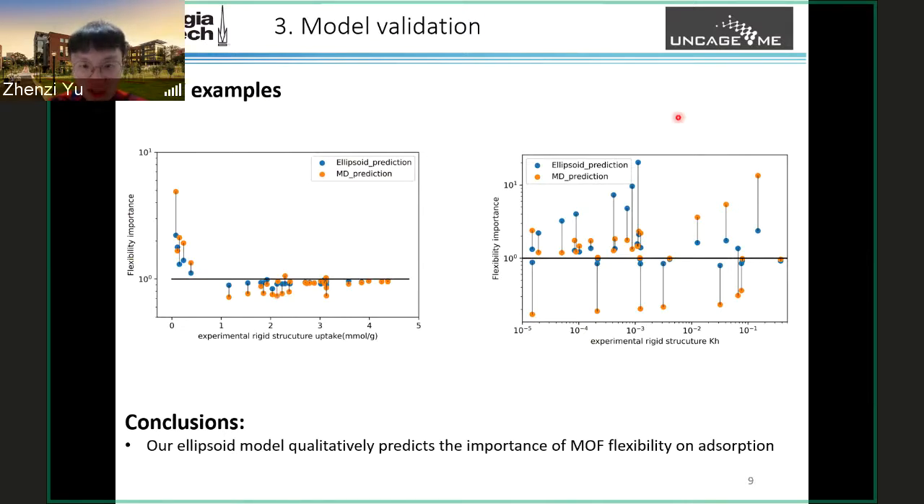And the right figure is the prediction for the Henry constant, and we can get the same conclusion. So overall, the conclusion would be that our ellipsoid method qualitatively predicts the importance of MOF flexibility on adsorption.